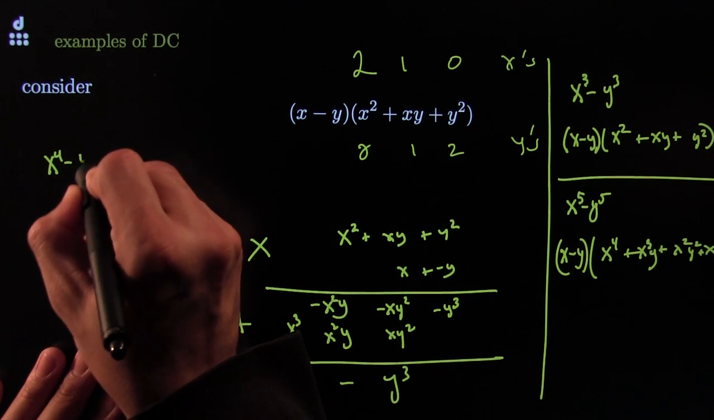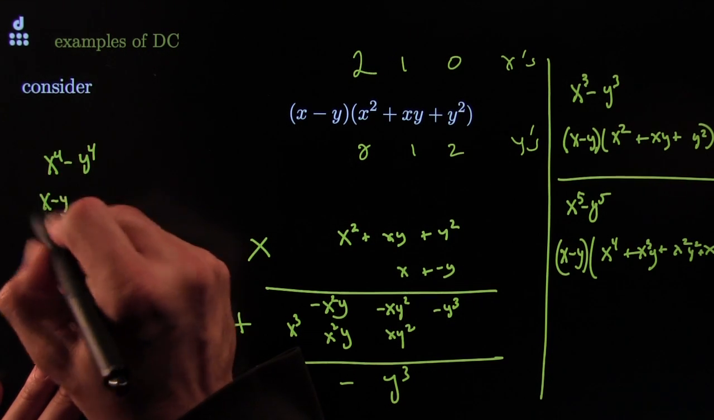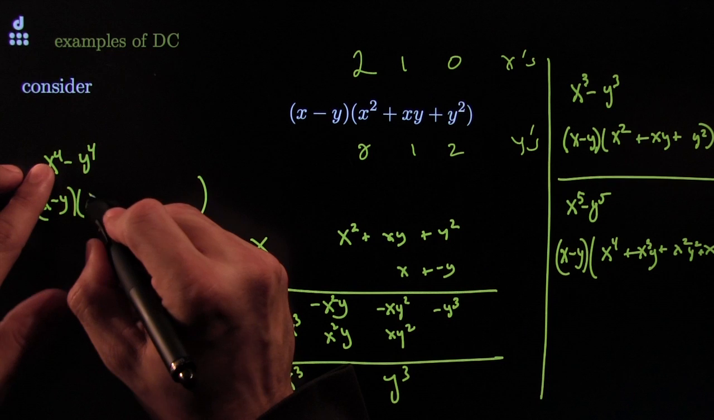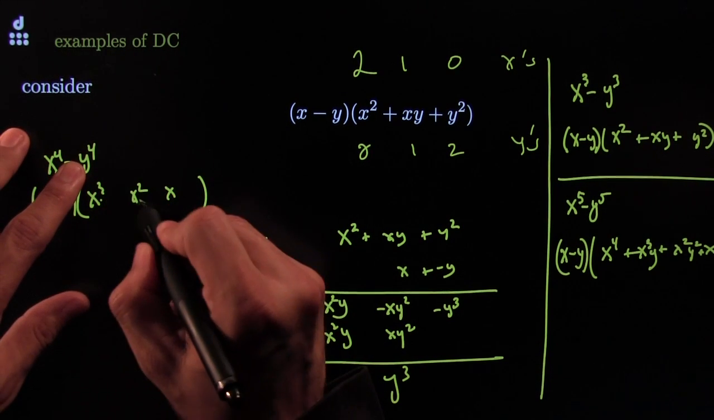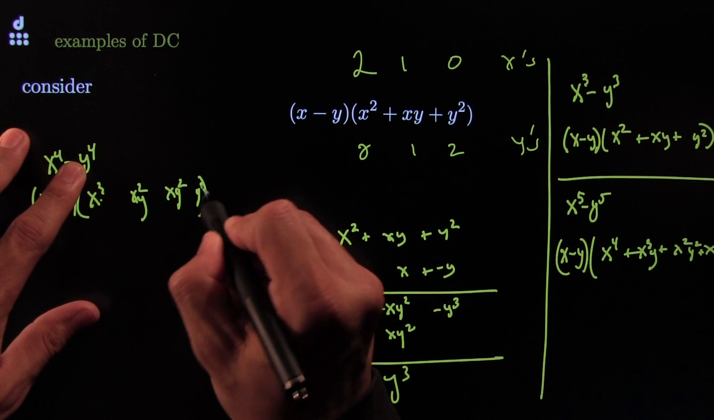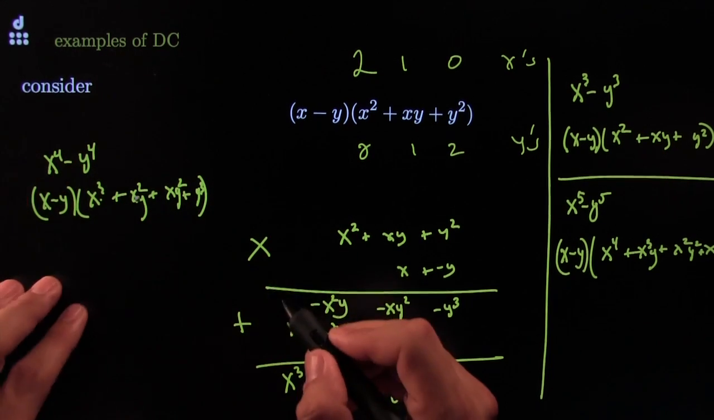x to the 4th minus y to the 4th. First you do x minus y, and then you put the rest of it here. 3 x's, 2 x's, 1 x, and no x's. Number of y's: no y's, 1 y, 2 y's, and 3 y's. And that's how you do it.